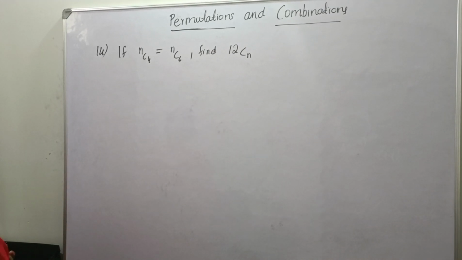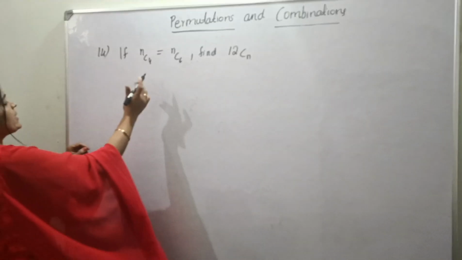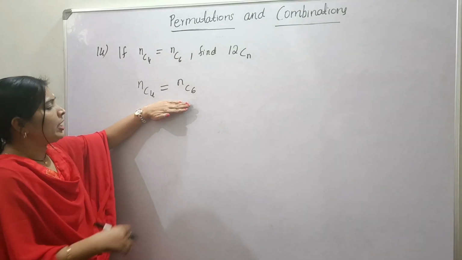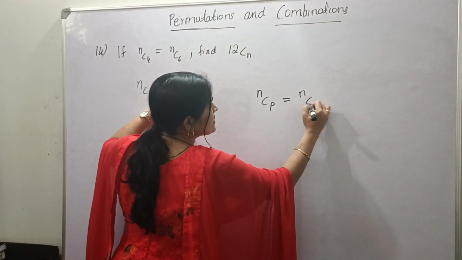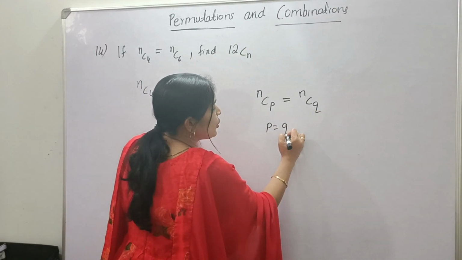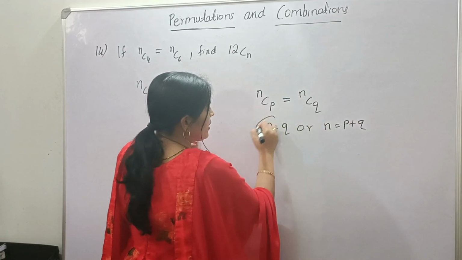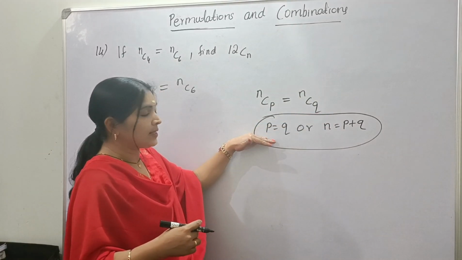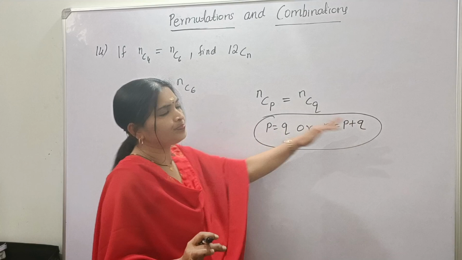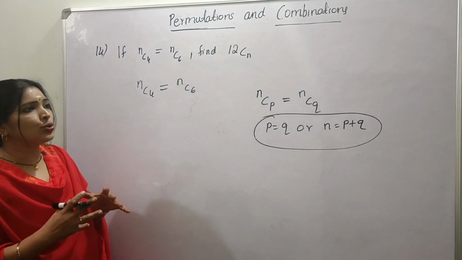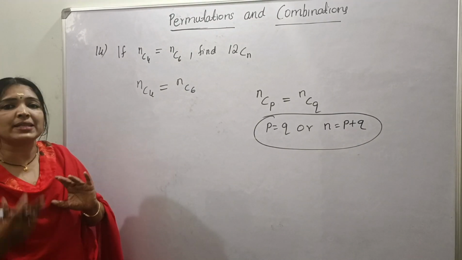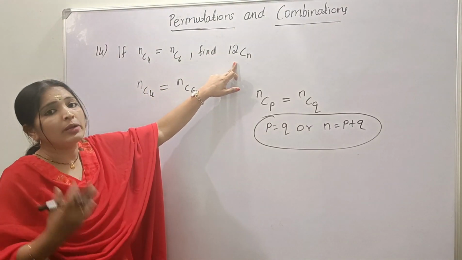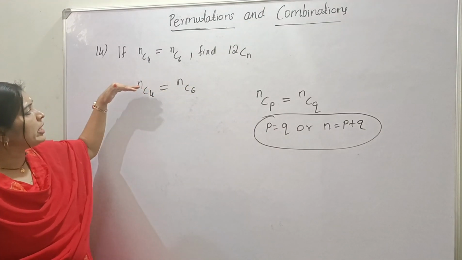Look at the next question. If NC4 is equal to NC6, find 12Cn. It is given that NC4 is equal to NC6. See, note down here: if NCP is equal to NCQ, then either P is equal to Q or N is equal to P plus Q. You should keep this in your mind. Here we have to find the value of N. If you substitute these values into the combination formula, you will be stuck in between. Because we have to find the value of N, then only will we be able to find the value of 12Cn.